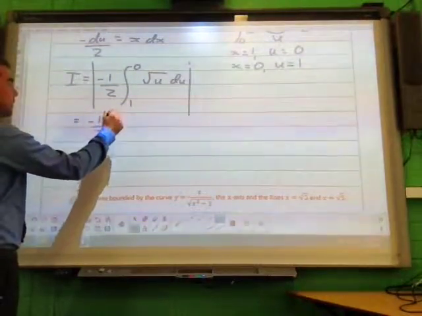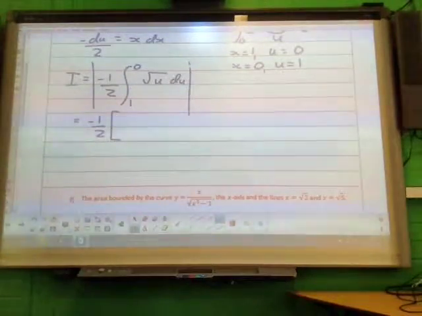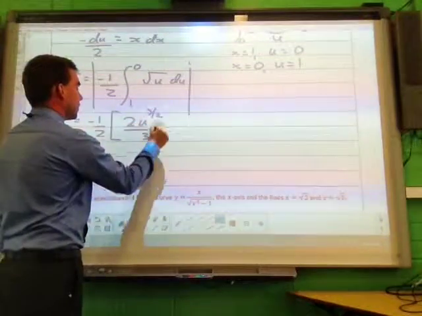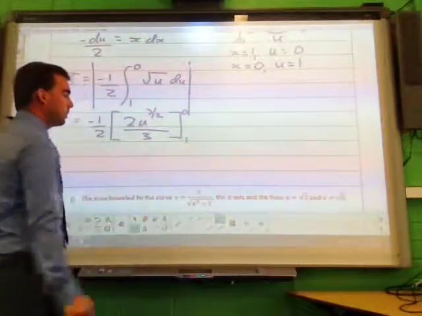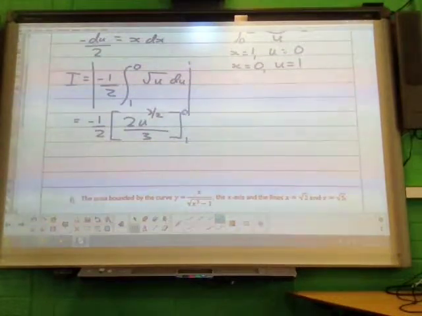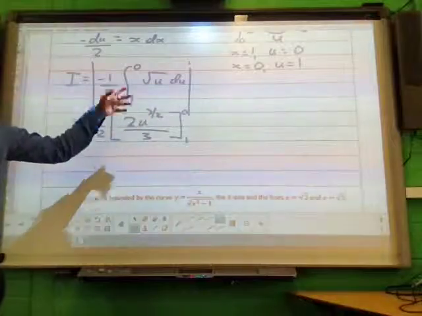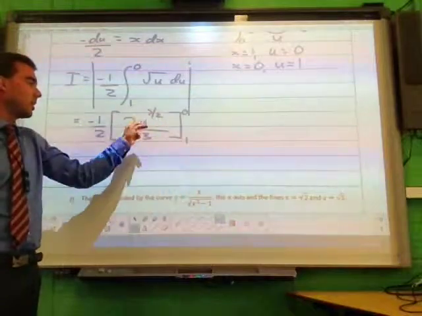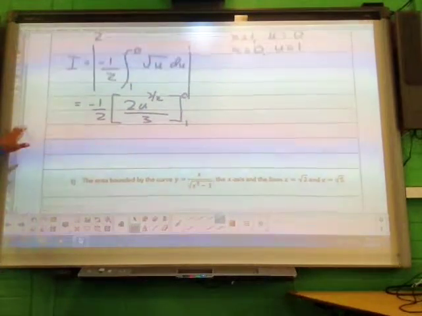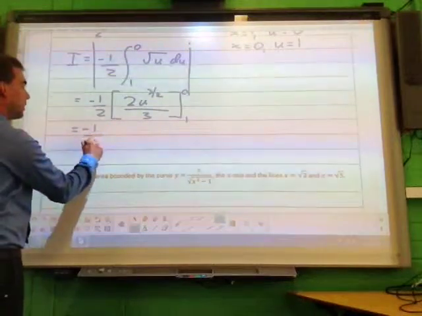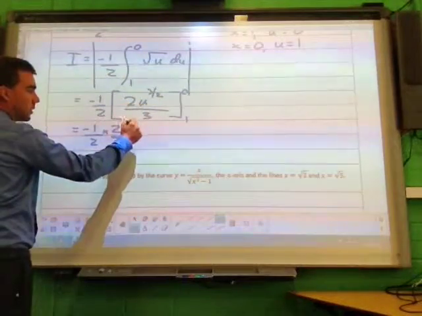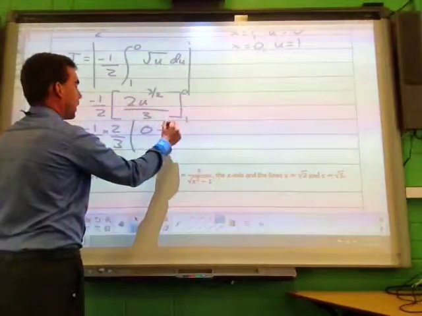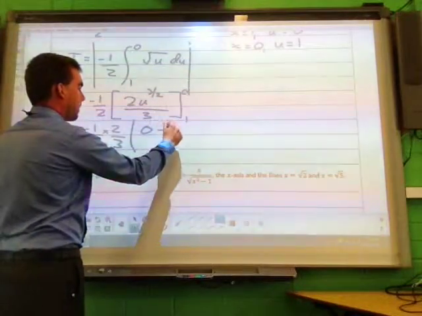Right, so negative a half. So it's the square root of u. Okay, so it becomes 2 u to the 3 over 2 over 3, from 0 to 1. Now because I've got 0 to 1, I'm not going to bother changing it back to square root form, because I know that 0 to the power of anything is 0, and 1 to the power of anything is going to be 1. So I'm just bringing that 2/3 constant out the front. And then I've got really 0 take away 1.